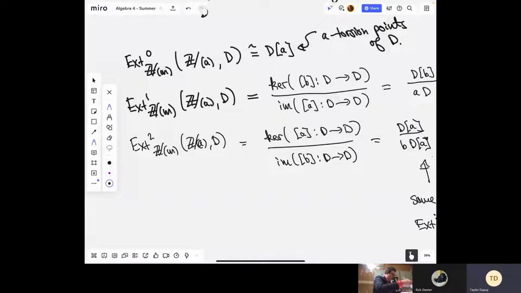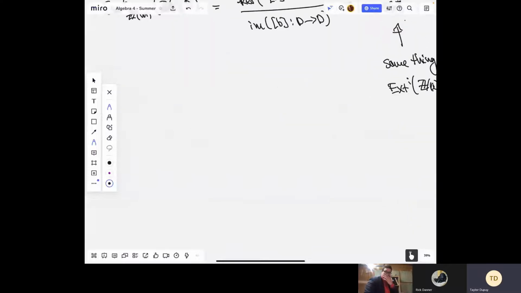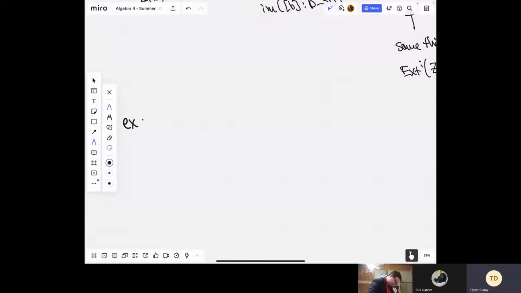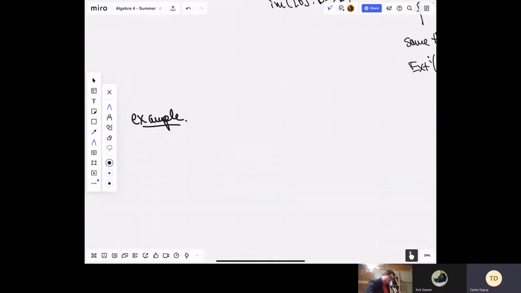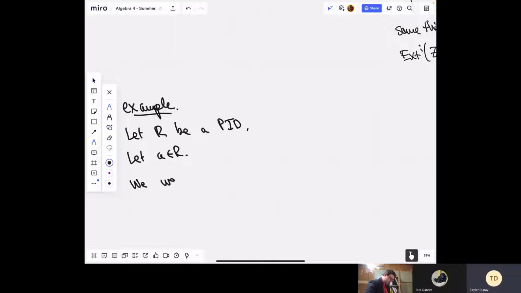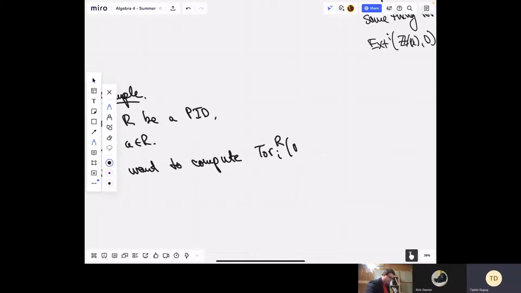All right. So let me do another Tor computation. Okay. So I'm not sure if R being a PID is so necessary here, but let's just be safe. Let R be a PID. Okay, and so let A be an element of R. Okay, so we want to compute this. And this one's where Tor gets its name. So we're going to find out that this is going to be a Tor.